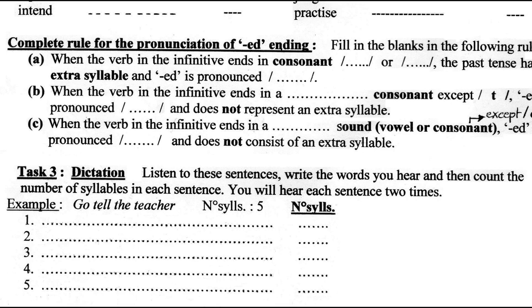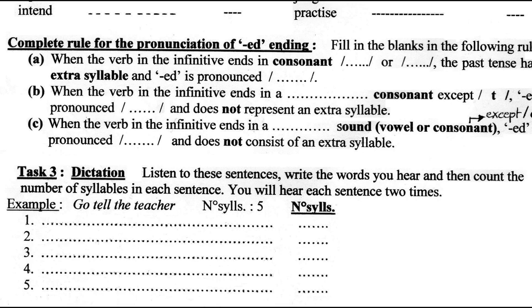I move to sentence 3. I read it twice with a normal speed. Sentence 3. He works in an interesting business. He works in an interesting business. Good. I hope you could hear the whole sentence. You write it down and you count the number of syllables.